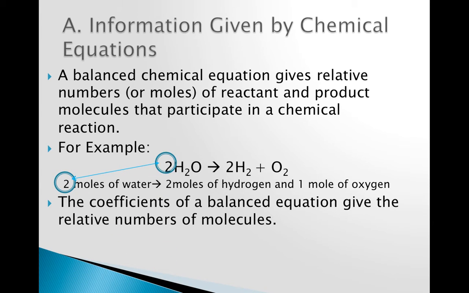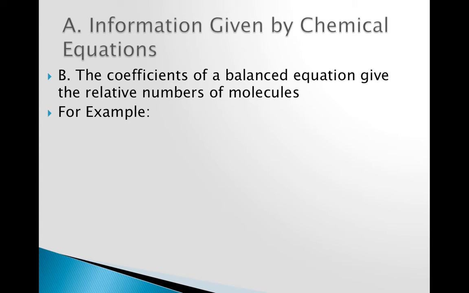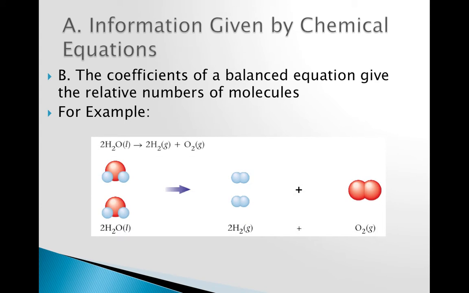2, 2, 1, 1 understood. The coefficients of a balanced equation give the relative numbers of molecules. For example, here it is in picture form. 2 water molecules yield 2 hydrogen molecules and 1 oxygen molecule.